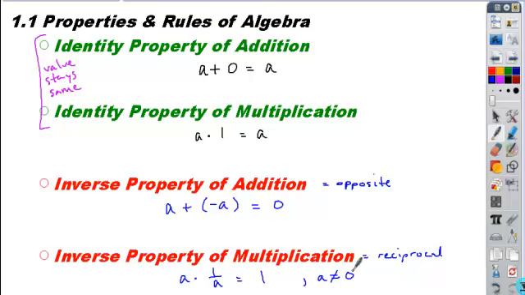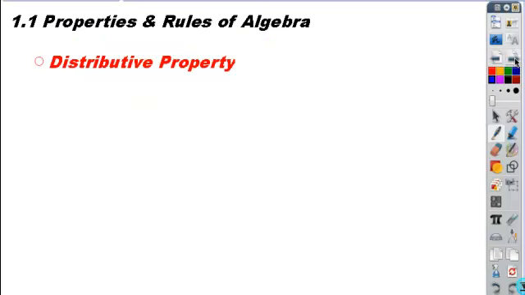All right, so now the final one is one that you are probably more familiar with as well, and that's the distributive property. The distributive property works in two ways. It works to expand, and it works to factor. And so you can apply this in either direction.